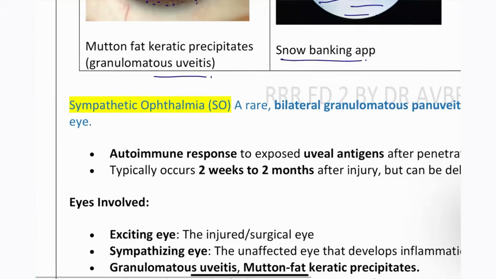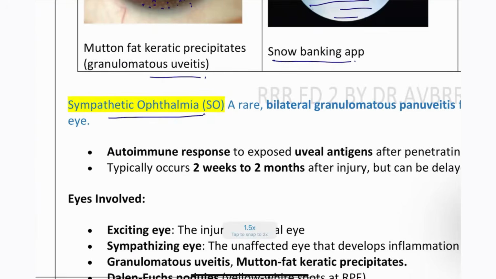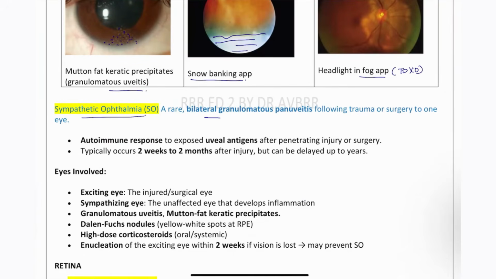Next, sympathetic ophthalmitis. This is a very rare condition, a bilateral granulomatous panuveitis. That means anterior, posterior, and intermediate, all the layers are involved in this patient. It is associated most commonly with trauma. What happens? Sympathetic ophthalmia means, for example, one eye is normal but one eye has trauma. So over time, it is going to affect the other eye.